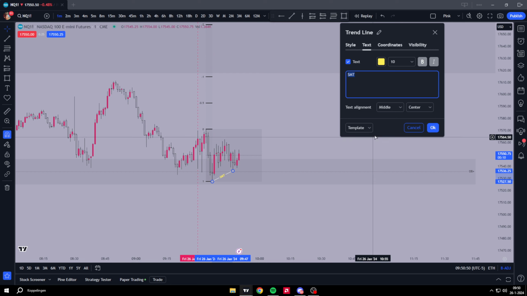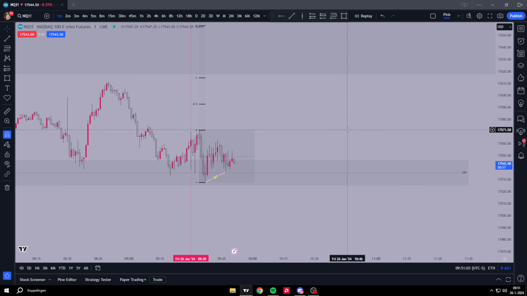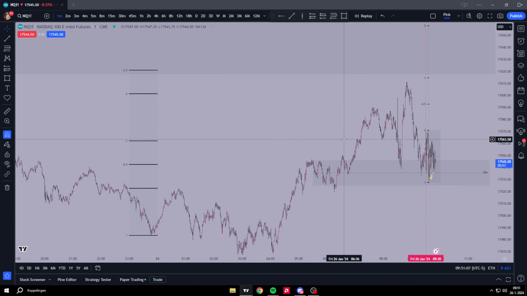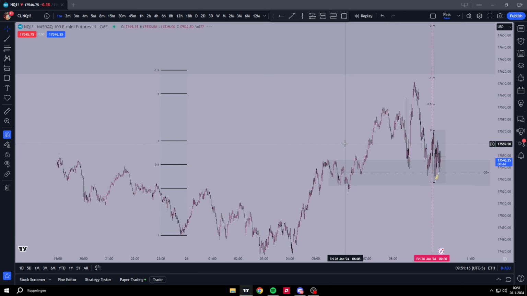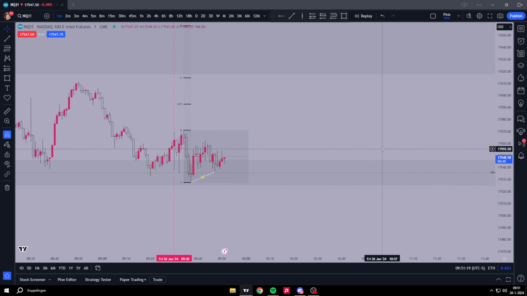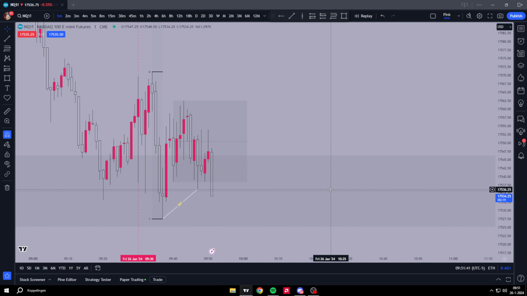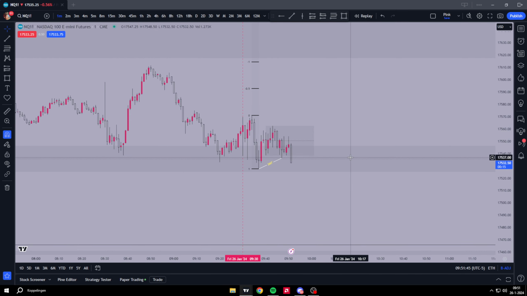Can I make this smaller? Looks so bad. And then if it would be our manipulation, then this would be it, but let's see. Equal lows. Alright, took that low. Alright. Keep going for that low.